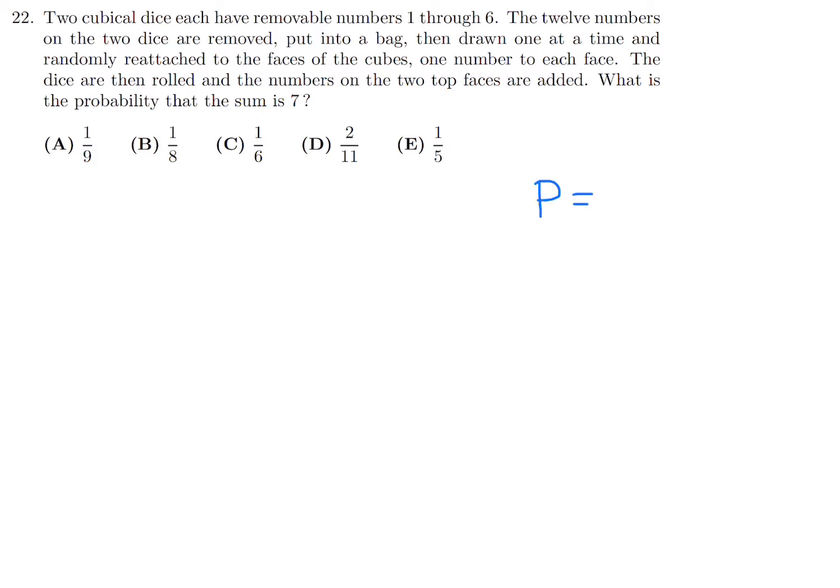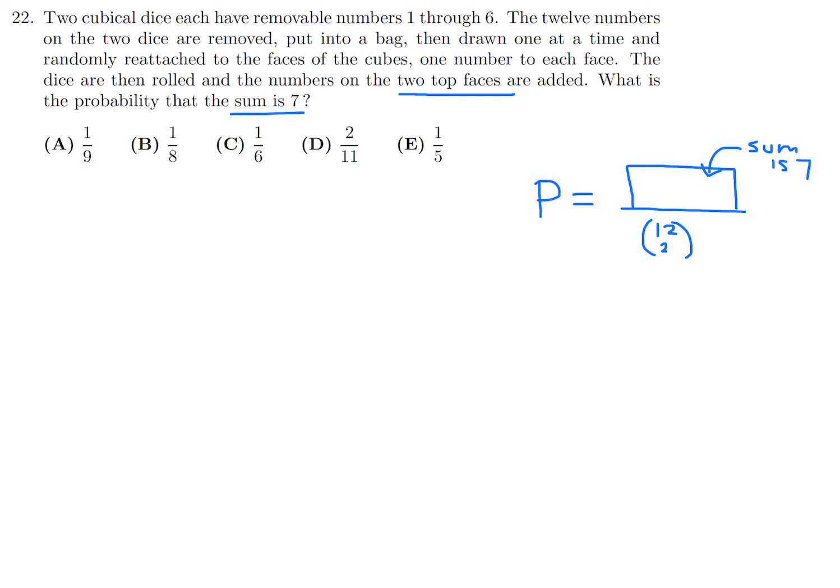As always, with every probability question, there's going to be a numerator and a denominator. The denominator in this case is the total. So the total number of ways of picking 2 numbers from 12 is 12 choose 2, because they are basically saying that they're going to draw the top 2 faces. So you're really just choosing 2 numbers to figure out the sum, and then that sum has got to be 7. So we've got the denominator. The numerator is our specific condition, and that is that the sum of those 2 numbers is 7.